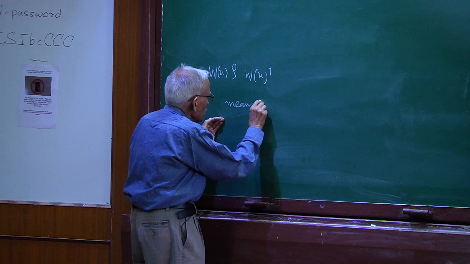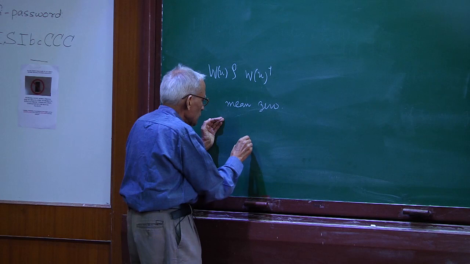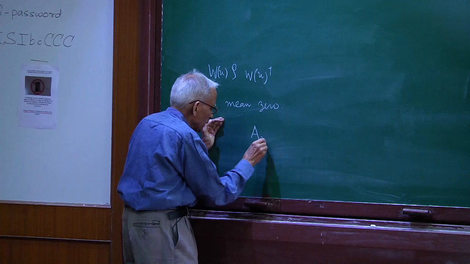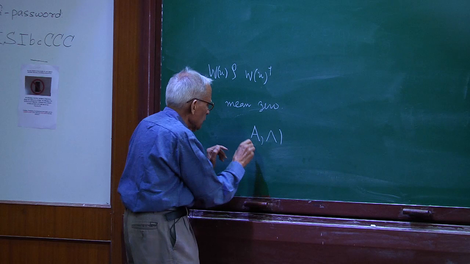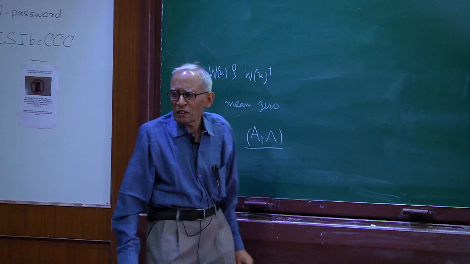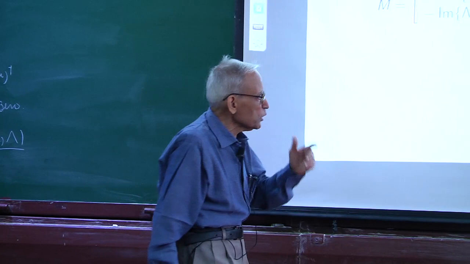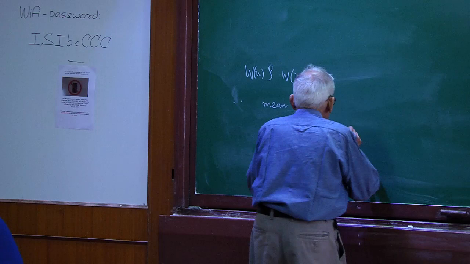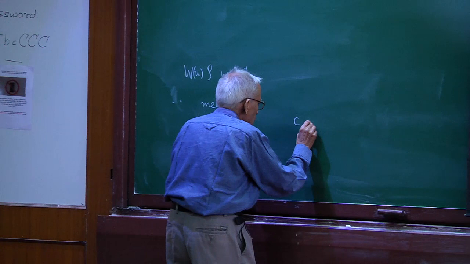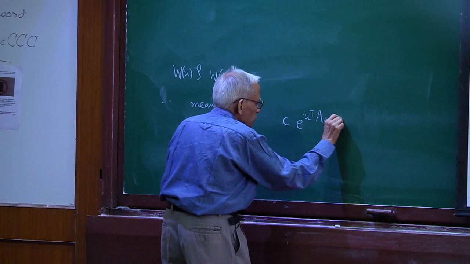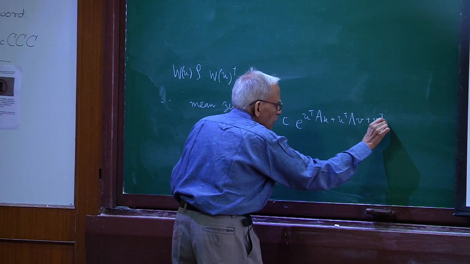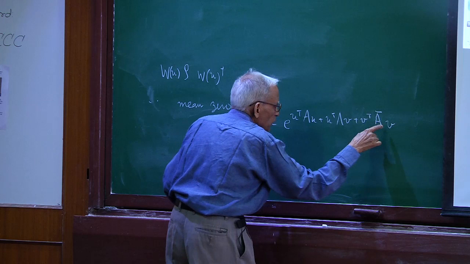So the mean zero case is the only thing. You can always reduce problems to mean zero. Then only two parameters: a complex symmetric matrix A and a positive Hermitian contraction lambda. Only this pair is the complete parameterization of mean zero Gaussian states. And then the generating function for rho is a scalar c times e to the power u transpose A u plus u transpose lambda v plus v transpose A bar v, because self adjoint means B will be A bar.